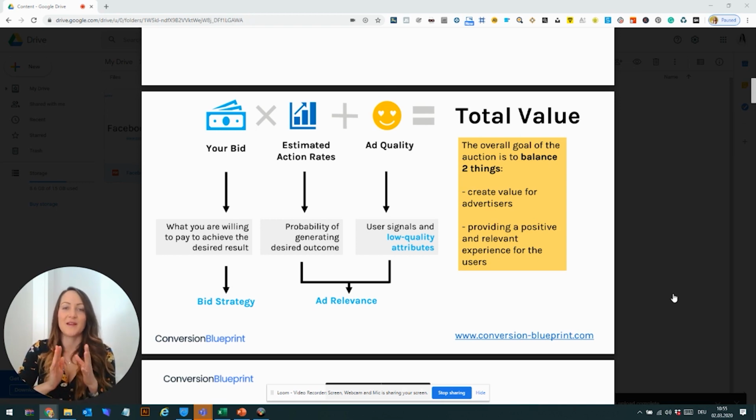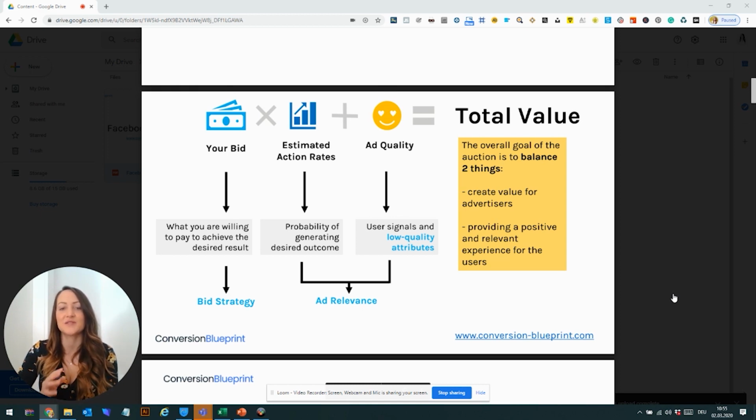So before I jump right into the formula, every time you post an ad, Facebook will do this calculation. What is the total value for the user of this ad? And then it will compare it with the other advertisers' values, and the advertiser that has the highest value will be the one that is able to show the user the ad. Okay, so now how is your total value determined? It is your bid, so how much you are willing to pay to achieve the desired result, times the estimated action rates, so the probability of generating the desired outcome, plus the ad quality.